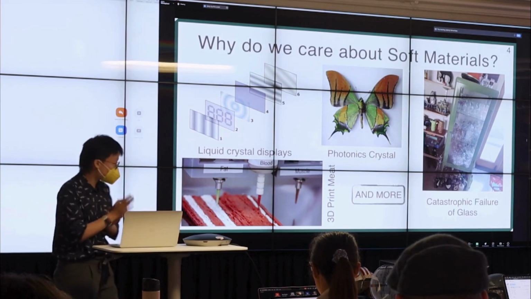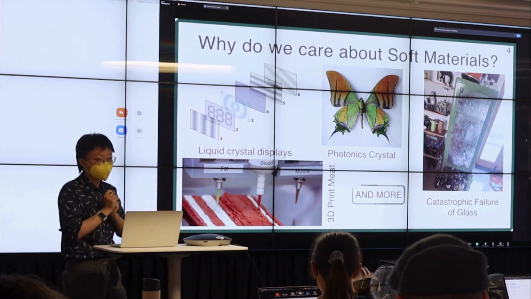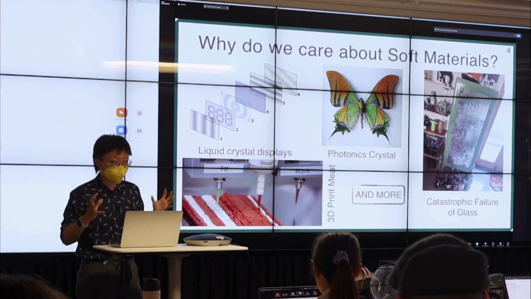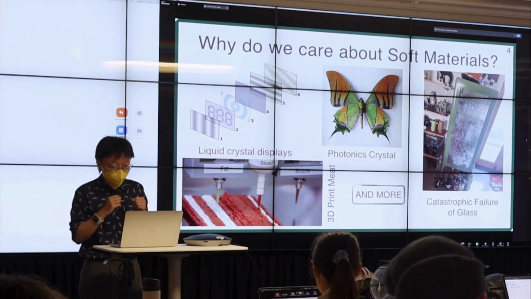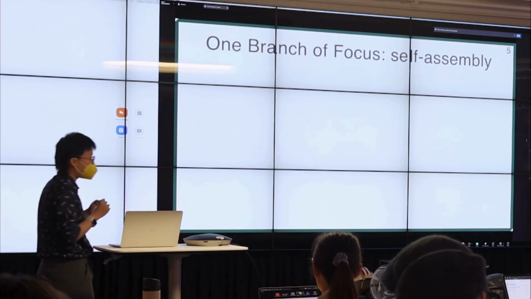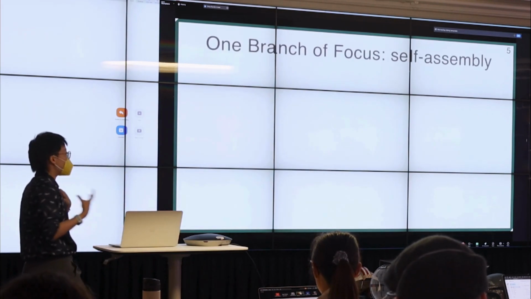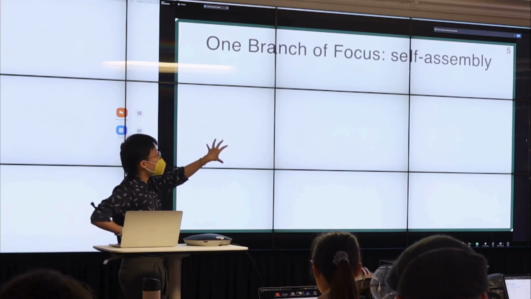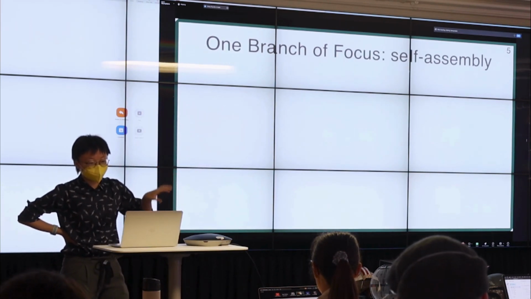Yeah, and there's more. Okay, so this is an overview of what soft materials are and what soft materials can do. And so now I'm going to talk about the thing I really focus on. The thing I think about is self-assembly. So what does self-assembly mean?